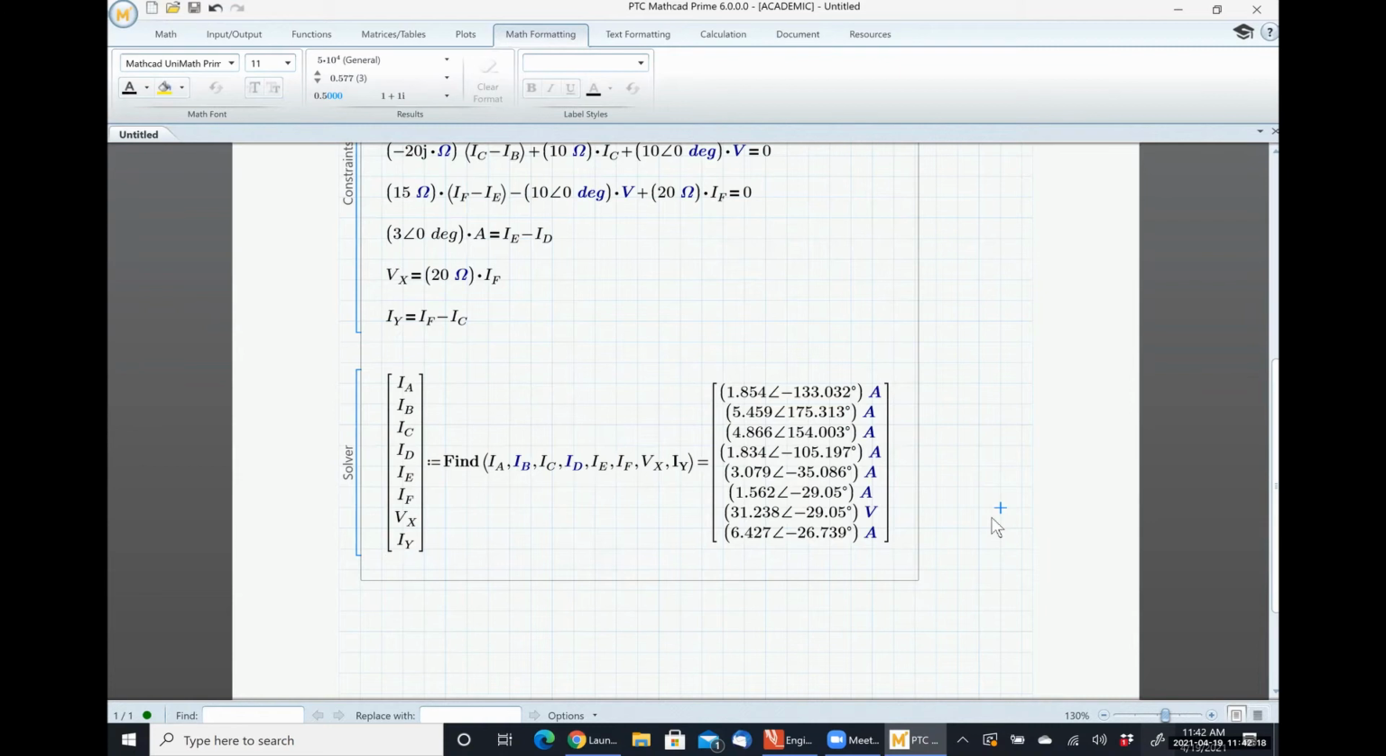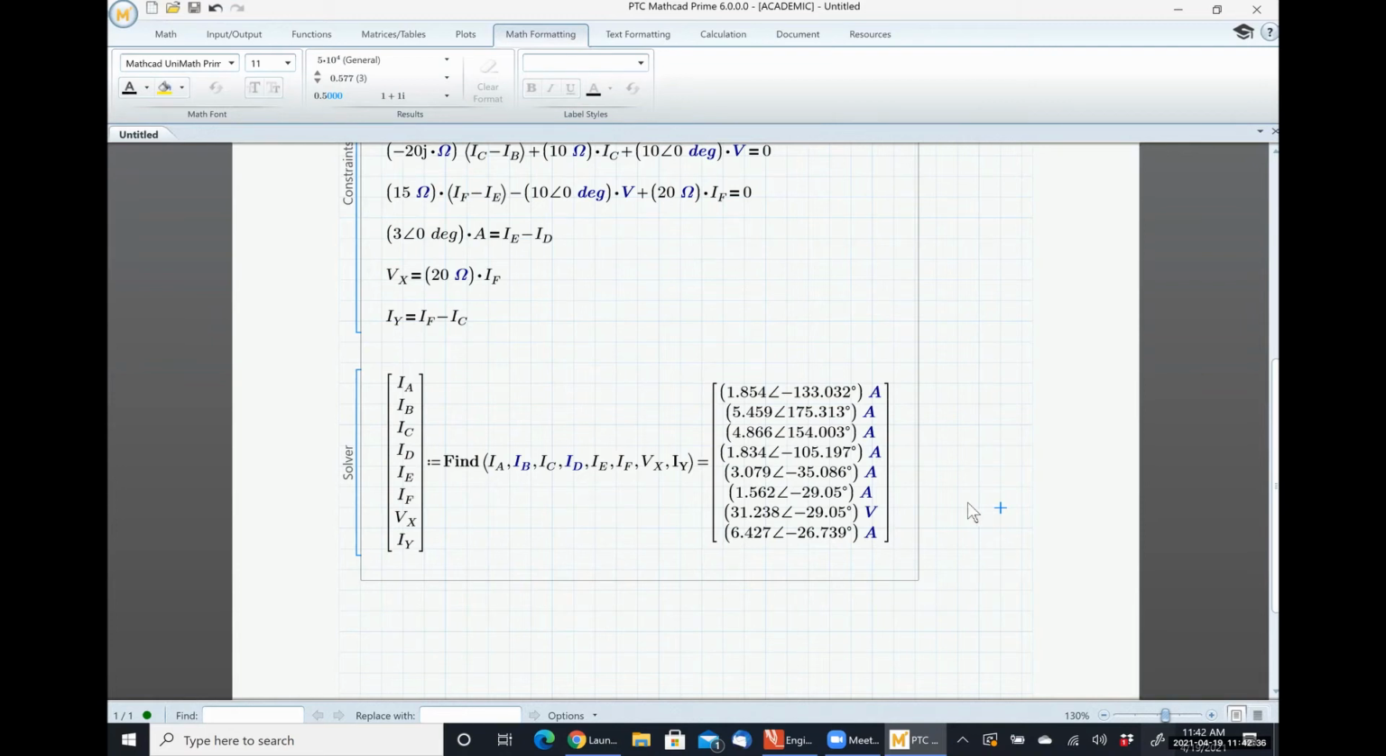And there I go. So I have all my answers for my various currents. And then the final answer that I was looking for in this particular problem is this guy right here, 6.427 with an angle of negative 26.739 degrees amperes.